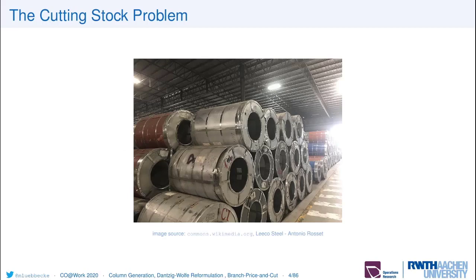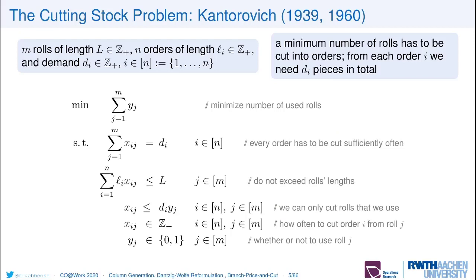Okay, so let's directly jump into one, which is the cutting stock problem. You probably all know that one. Here's a formal presentation of it. We are given m rows, they all have the same length L, and we are given n orders of length l_i. These are integer numbers, but this doesn't really matter. And every order has to be cut d_i times, so this is a demand for each order. So we are cutting the rows into orders, and the goal is to minimize the number of rows that we need to cut all orders.